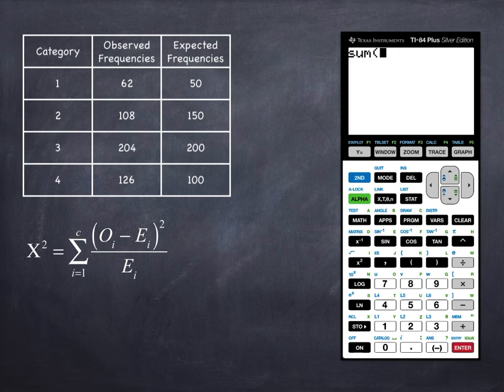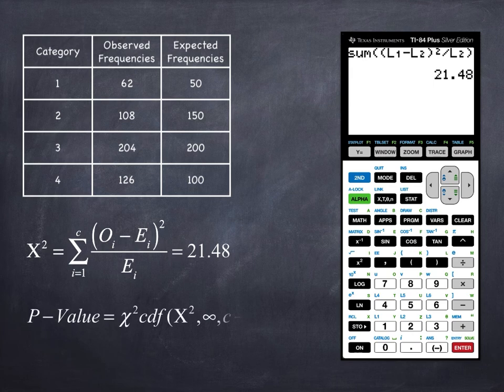Then to complete the formula, we start with the left parenthesis. The observed list was list 1, so we press second 1 to bring up list 1, subtract, second 2 to bring up list 2, where we have the expected values, close parenthesis, and then the x squared button gives us the square. Then we divide this by the expected values. Second 2 brings up list 2, or expected values. Close parenthesis, press enter, and the calculator will give you the chi-square test statistic value.